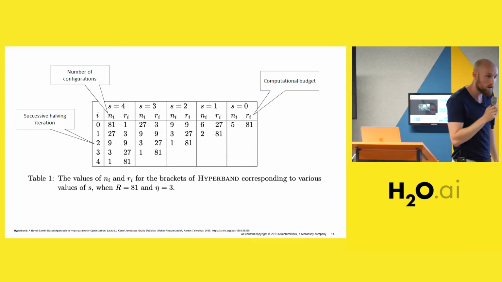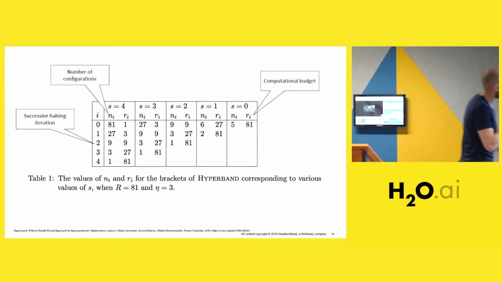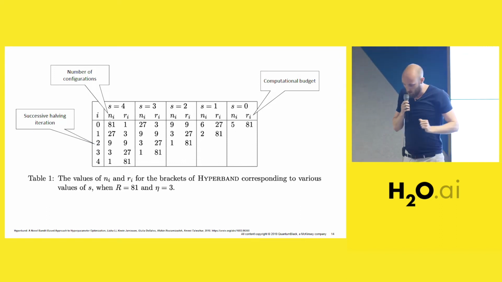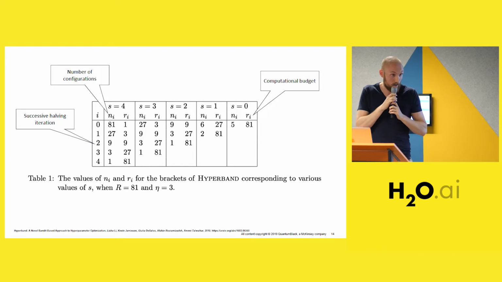Sorry? It's almost like a cross-validation over this choice of n, the number of configurations, and the number of epochs or iterations that you train it. So yeah, you could definitely think about it in those terms.